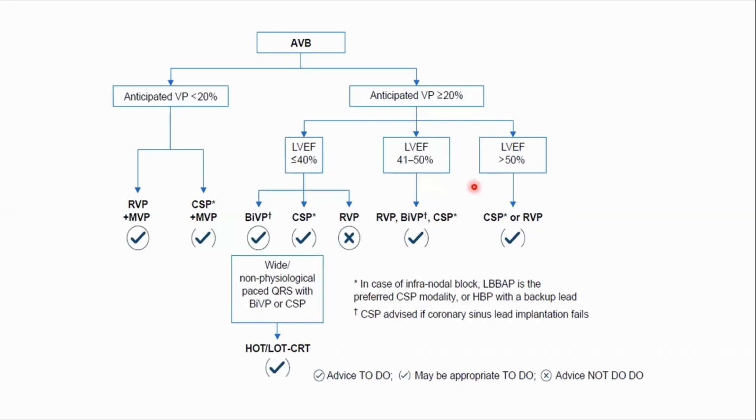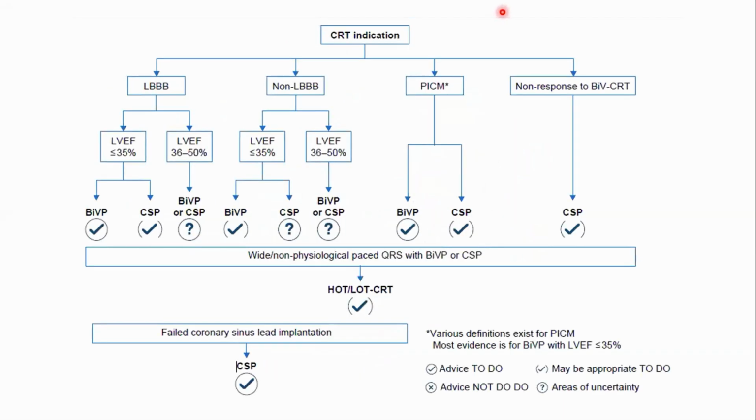And this is why it's important, and everyone participating in device implantation should learn it. Those with a CRT indication are divided into 4 categories. Those with the left bundle branch block, and these are the most important categories. If the ejection fraction is less than 35%, BiV pacing is the best option. But if there are difficulties with it, you may consider implanting a conduction system pacing lead.